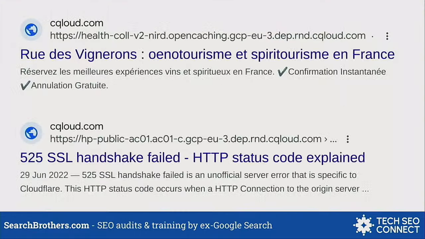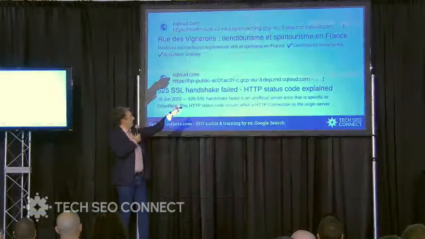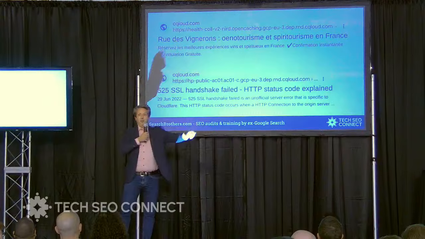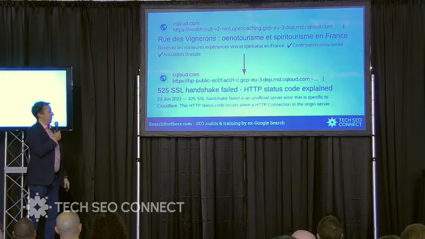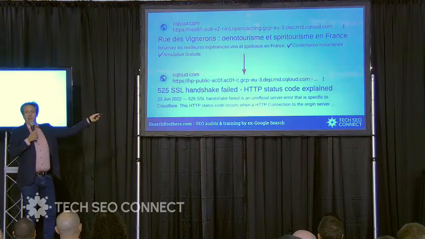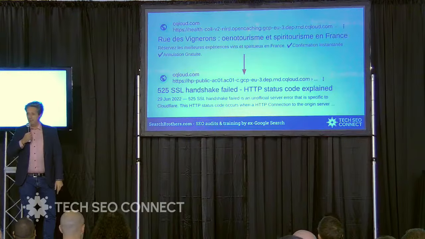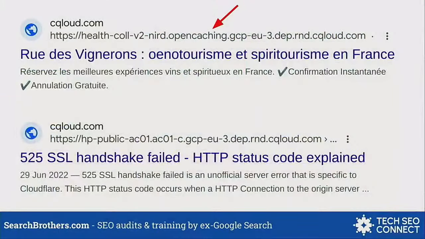I'll blow it up a little bit. It's this one. Really weird. HP public AC01, AC01C, GCP, EU, D3, etc. I'm like, wait. Okay, so I look a little bit deeper. I see GCP, a Google Cloud Platform reference. Then I see, with someone else who has the same problem as me but doesn't know it, a reference to open caching.